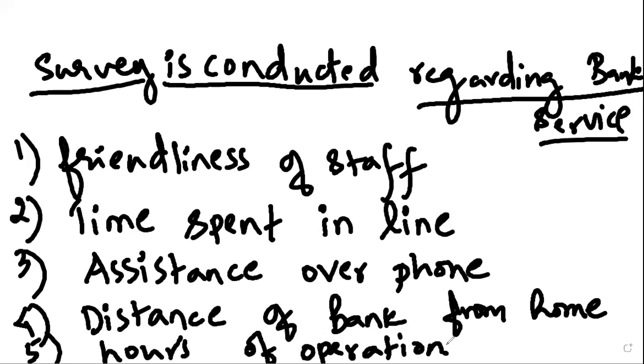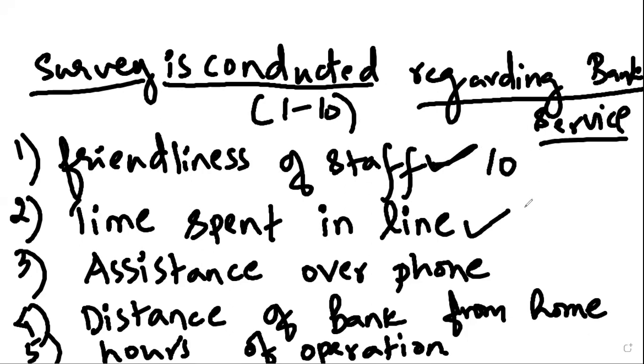Operation. Okay. Now, different questions are asked to the customer related to the friendliness of the staff. First thing is how friendly the bank staff are. Second thing is the time taken in the line. They are asked to rate from 1 to 10. If they are happy, they will mark it as 10. Otherwise, if they are not happy, they will mark it lower.